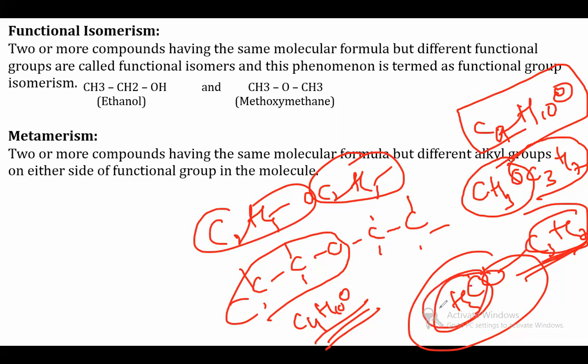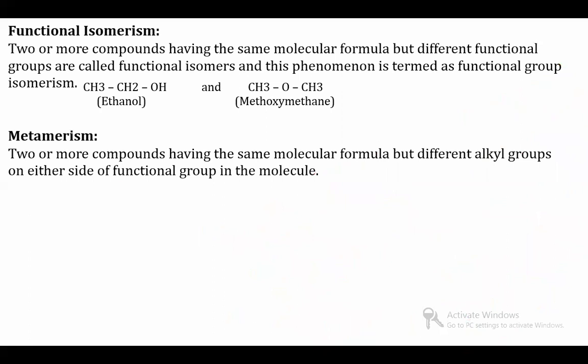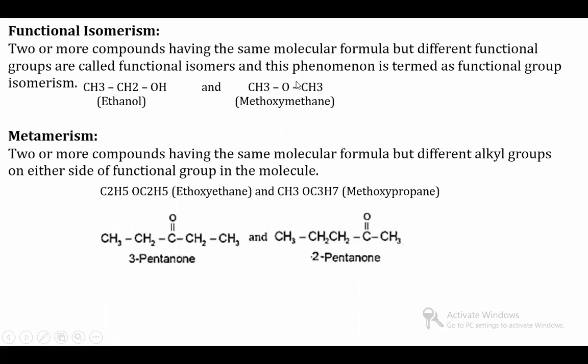Carbon number 1 has a substituent group. Here carbon number 3 is a substituent group. So these we call metamers. We'll see two important examples. First one is C2H5OC2H5, ethoxyethane, and methoxypropane. And another important example, 3-pentanone and 2-pentanone.